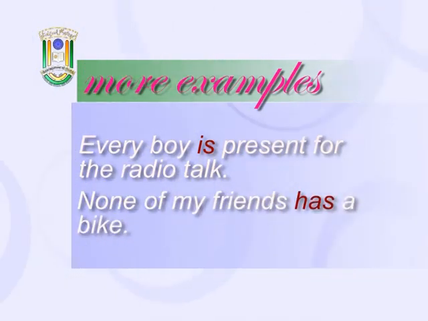None of my friends has a bike. Friends is in the plural, but the verb is in the singular. Why is it so? When I say none of my friends, I'm not referring to all my friends. What I mean to say is that not even one of my friends, one being singular, the verb agrees with the subject and has is accordingly used.